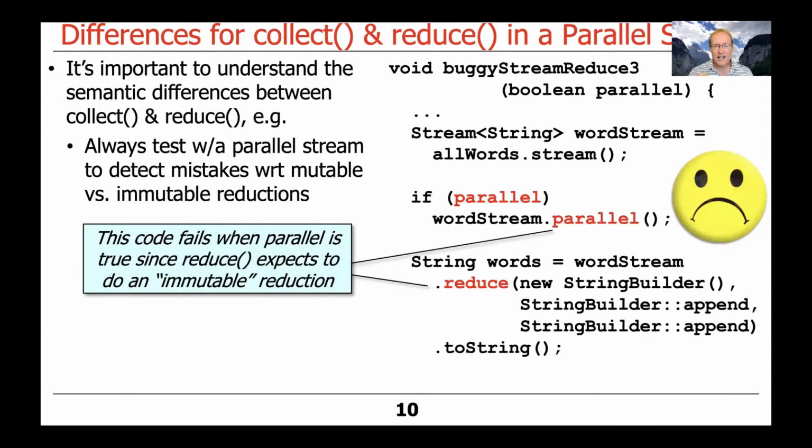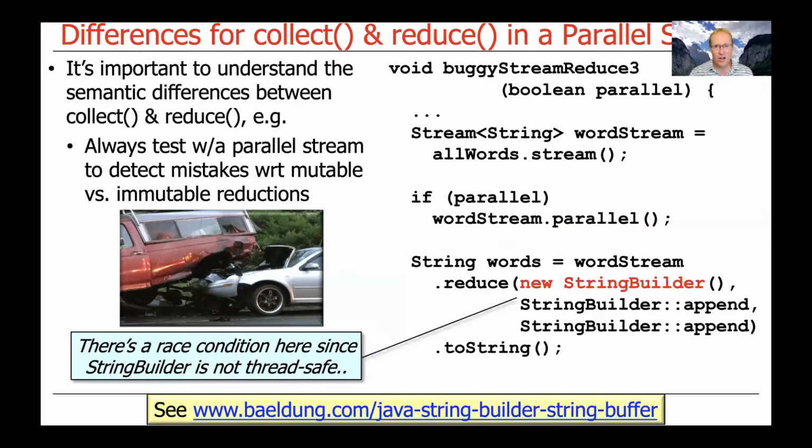However, when the parallel parameter is true, then chaos and insanity will break out because string builder is intentionally designed to be non-thread safe. That's its purpose in life, is to only work correctly when it's called in a single thread of control. And when we start calling string builder operations in multiple threads, which would happen if we turn this into a parallel stream, then we're going to have all kinds of race conditions and corruptions of the internal state of the string builder object because it's intentionally not designed to have any synchronization. So it's distinctly not thread safe.